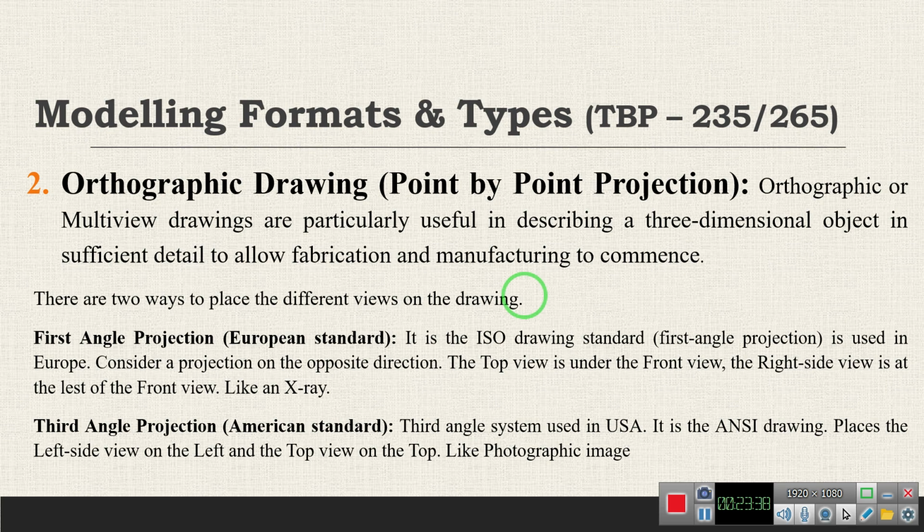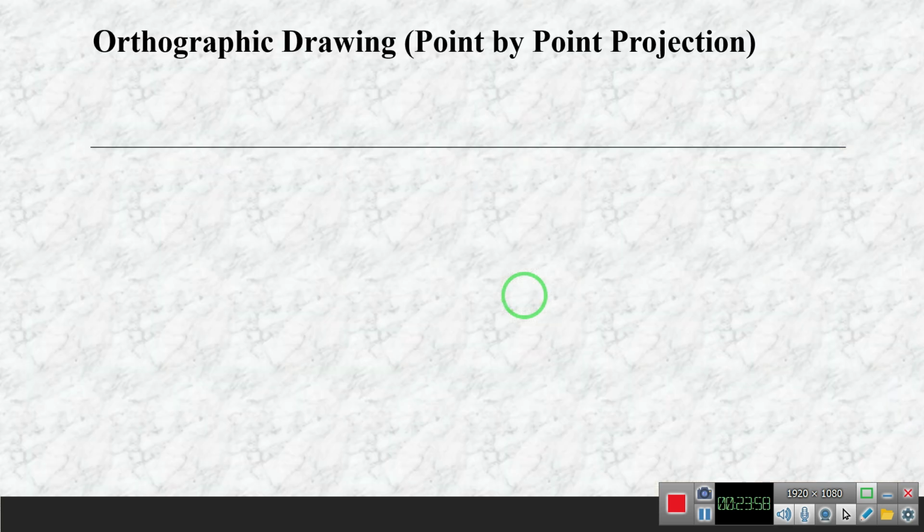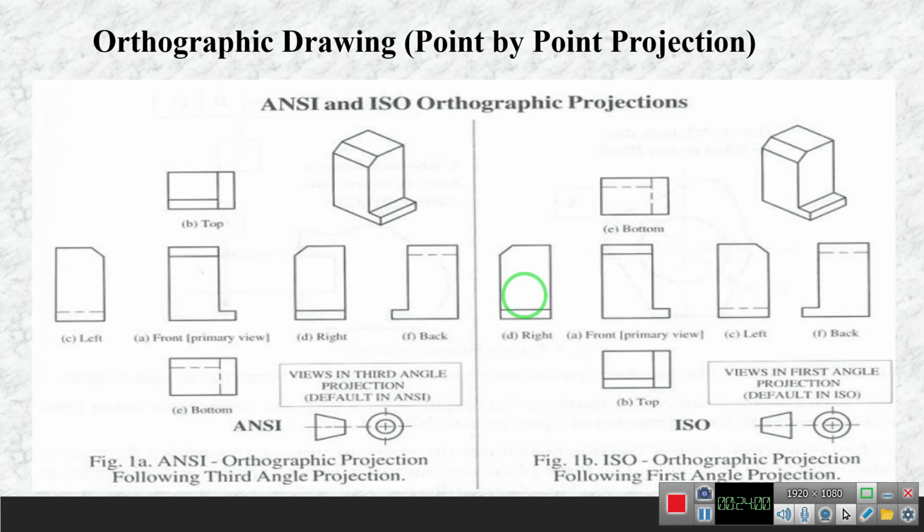The other way of projection is third angle projection, the American standard, also called the third angle system, used in the USA. It is the ANSI drawing, American National Standards Institute. ANSI places the left side view on the left-hand side and the top view on the top, like a photographic image. See the example here.